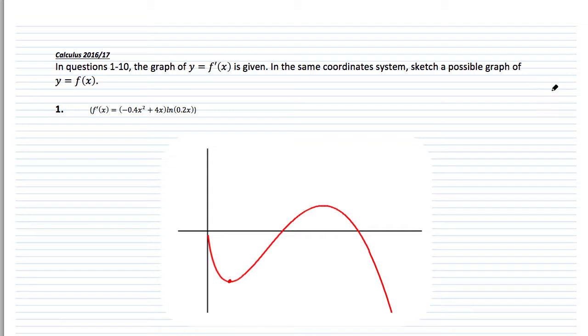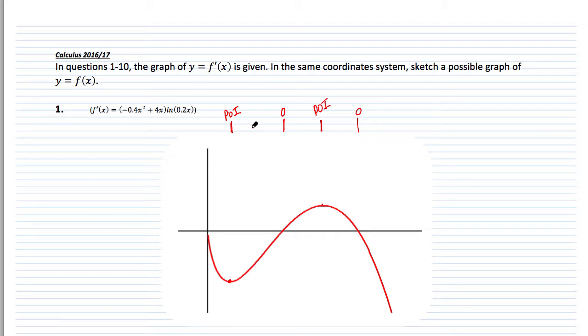So I know that at this local minimum, I have a point of inflection. I know right here, I have a 0 for my derivative, same for over here. And then I have a local maximum at this point, and that also causes me to have a point of inflection.